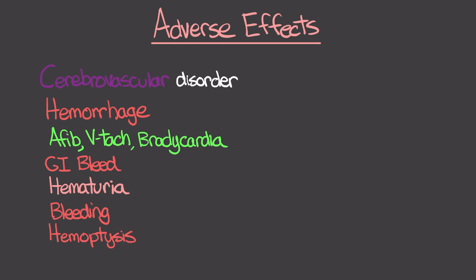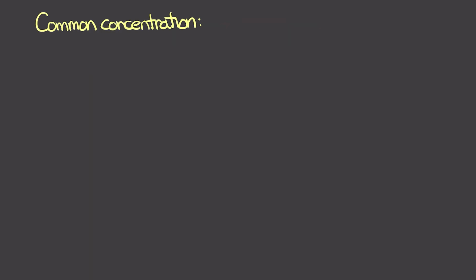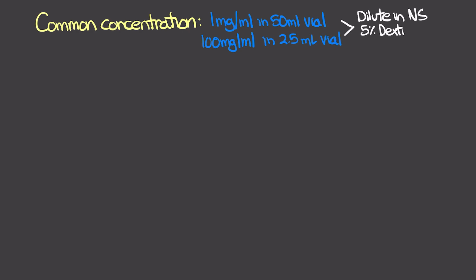As far as the drug itself though, some of the common concentrations that we can see it in are 1 milligram per ml in 50 ml vials. We can see it at 100 milligrams per ml in 2.5 ml vials. And then we're often going to dilute this either in normal saline, 5% dextrose, or lactated ringer to get its final concentration of 1 milligram per ml.